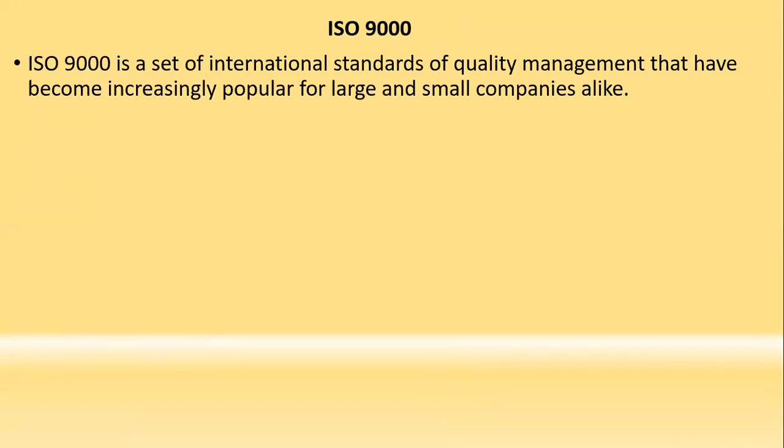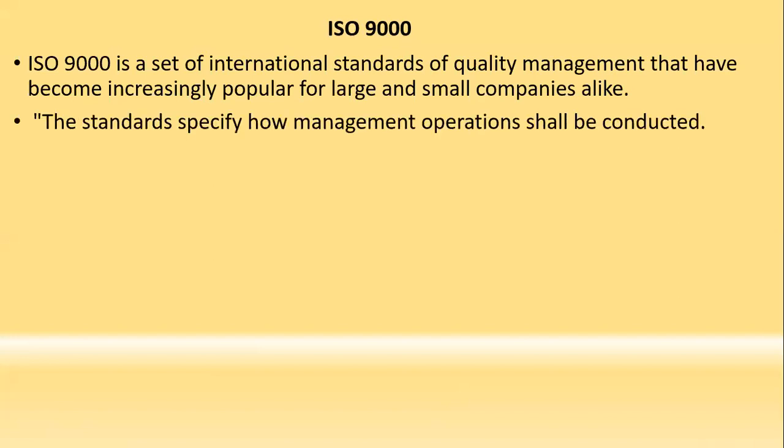Now, finally, we'll be talking in detail about ISO 9000. ISO 9000, we always listen to this. On the products, we'll be seeing this mark, the ISO 9000 mark. Right? So it is a set of international standards of QMS, quality management, that have become increasingly popular for large and small companies alike. Either it is a large company, medium company, or a small company, everyone will go for ISO standards. So it is an international standard which defines the quality of the product.